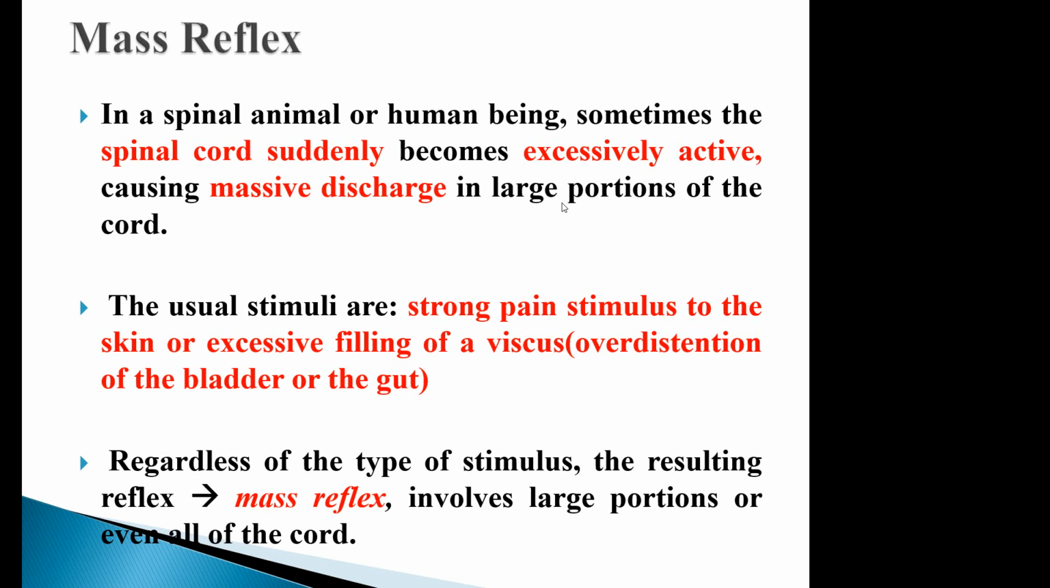A mass reflex in a spinal animal or human being: sometimes the spinal cord suddenly becomes excessively active, causing a massive discharge in large portions of the cord. The usual stimuli are a strong pain stimulus to the skin or excessive filling of a viscus, which can be overdistension of the urinary bladder or overdistension or fullness of the gut. Regardless of the type of stimulus, the resulting reflex is a mass reflex, involving large portions or even all of the cord.